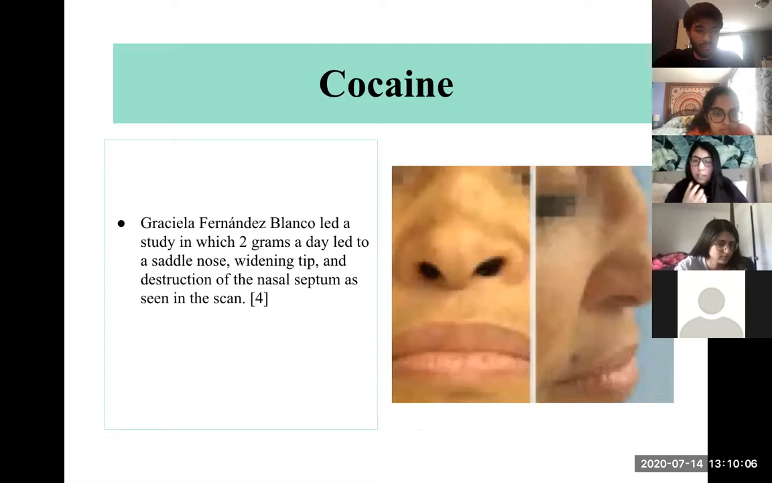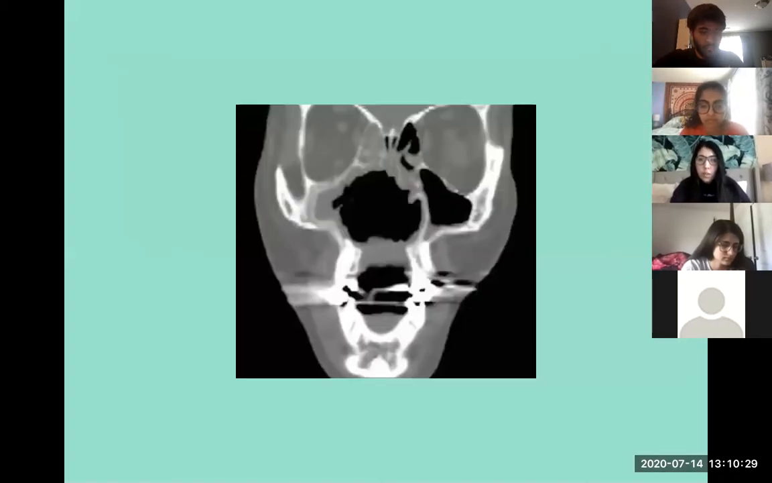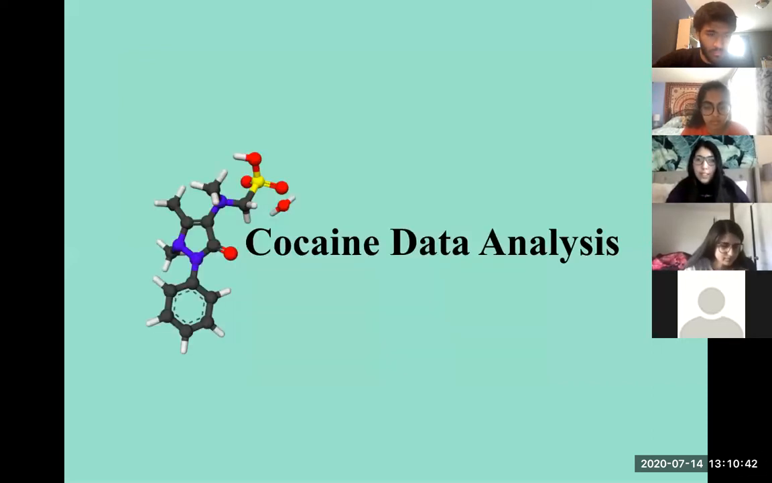In one case, it actually completely destroyed this woman's nose. Graciela Blanco was someone that they studied for a while, and she reported to snort 2 grams of cocaine a day, which led to her nose bridge completely caving inward, her nose completely widened, and it just destroyed her nasal septum altogether. So you can see from the scan, her nose is completely gone. There's even some bone loss in the upper cheek area and also around the teeth. So that's it on cocaine.